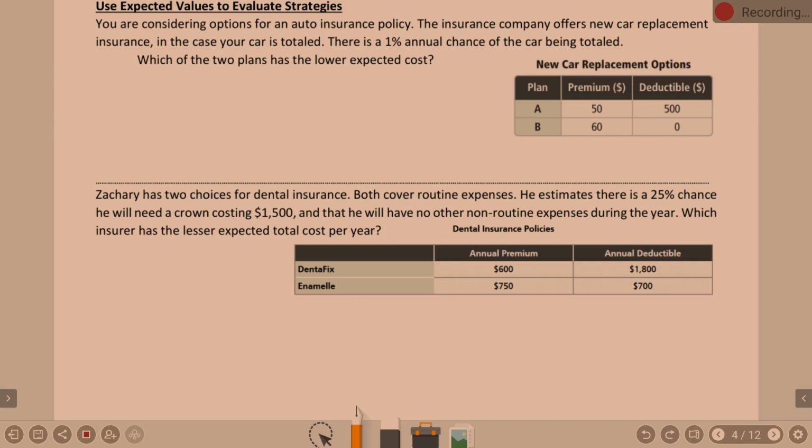Okay. We'll see what you guys know about car insurance. Which is interesting, considering majority or all of you are drivers, right? So, we are of driving age at least. You are considering options for an auto insurance policy, which I'm sure at this point in your life your parents have taken care of, most likely. The insurance company offers new car replacement insurance in the case your car is totaled. There is a 1% annual chance of the car being totaled. Which of the 2 plans has the lower expected cost?